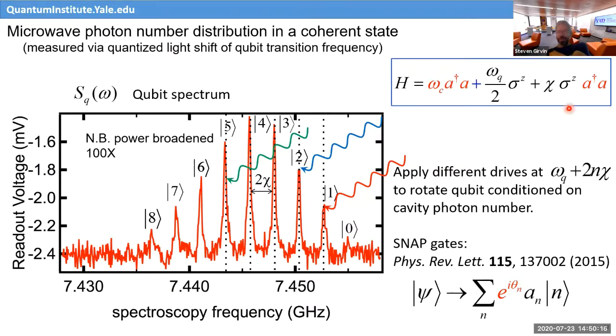The other thing you can do with this coupling is apply drive tones to the qubit at different frequencies, and they will rotate the qubit or flip its state or give a Berry phase to the state if and only if, let's say, a tone at this frequency will be on resonance if and only if there are exactly 5 photons in the cavity. So that allows you to do strange operations like take a superposition of photon Fock states with some amplitude and put a different Berry phase on each individual photon number state. So that gives you kind of quantum control to engineer complex electromagnetic states of the cavity.